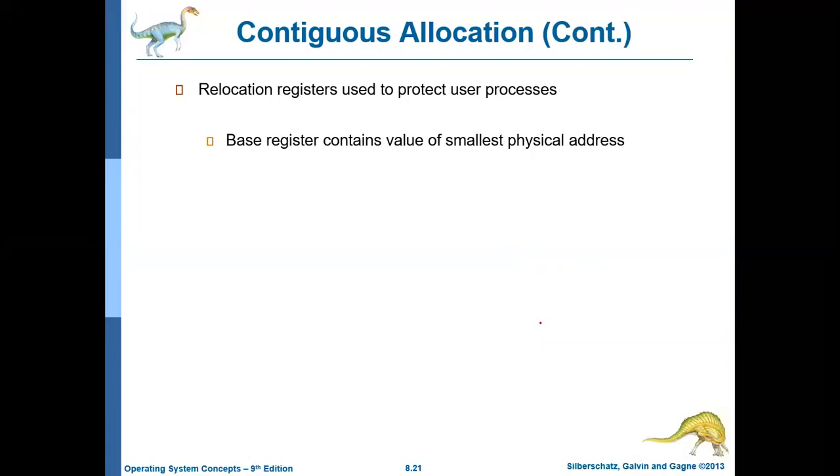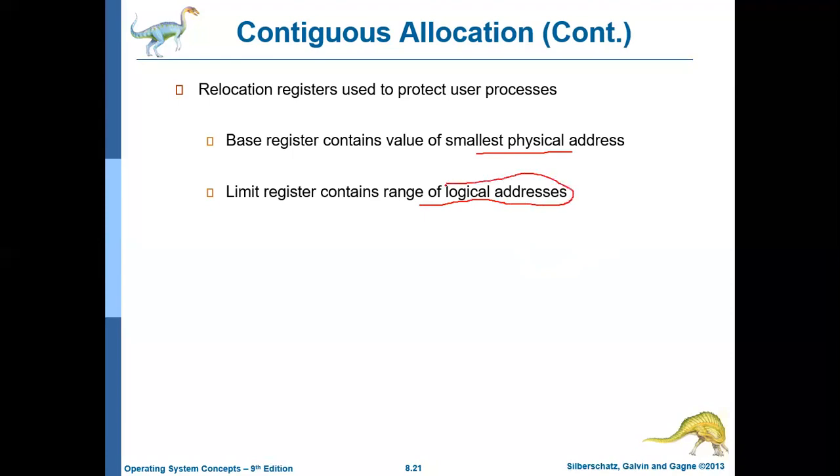So the hardware ensures that by using a base register and a limit register. As we have already discussed, the base register contains the smallest value of the physical address, that is the starting address from which this process can access, and the limit register contains the range of logical addresses. There is one thing we have to see: the base register contains a physical address, the actual starting address from where this process is located in memory.